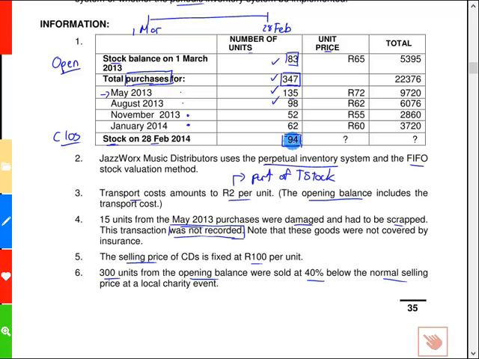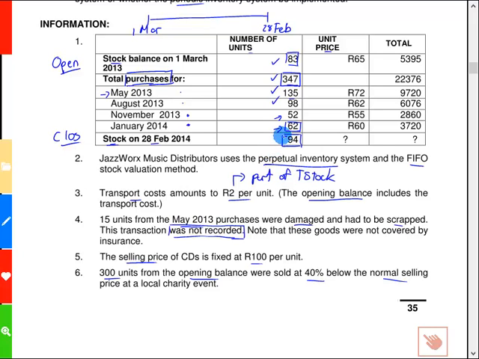Right, so we can go and we need to first take 62 units from the latest inventory purchased. Right, if we take these 62 units here, how many units do we need to take from the November purchases?